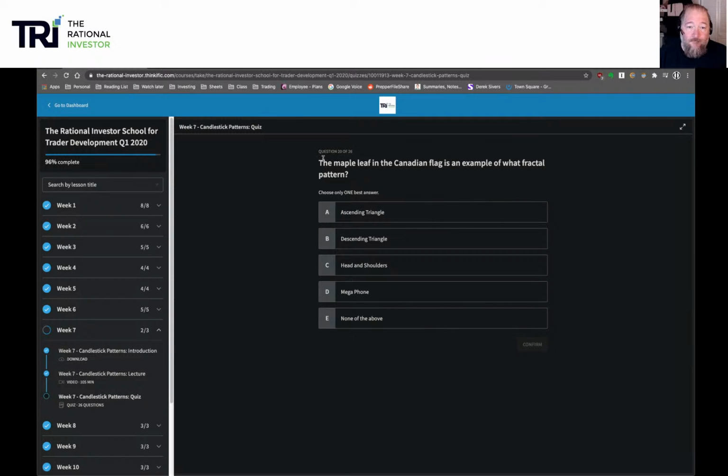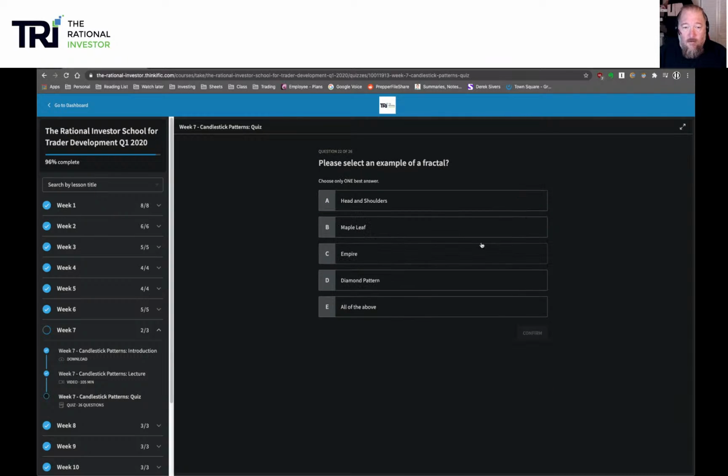Okay. The maple leaf and the Canadian flag is an example of what fractal pattern? It's an example of a head and shoulders. Okay. And then based on TRI's example, how many candlestick bars are required to confirm a fractal pattern? 3. Okay. And then please select an example of a fractal. Well, a head and shoulders for sure, maple leaf, an empire, and a diamond pattern. These are all fractal patterns.